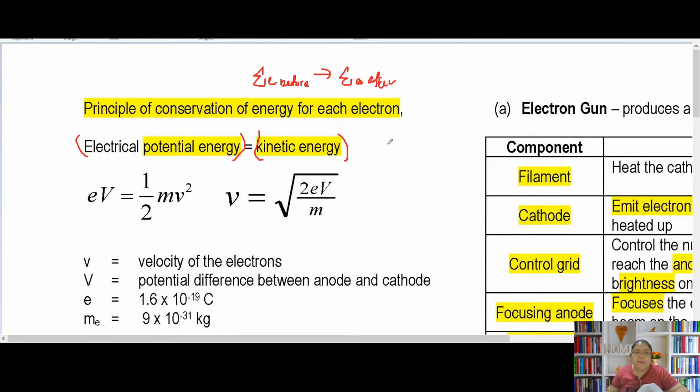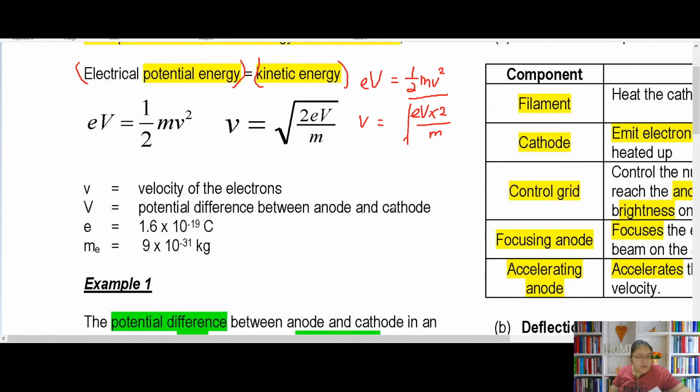So we can write the equation: eV, the potential energy of the electron, equals half mv squared. Both V are different: one is a capital, one is a smaller. So if the question wants to find the velocity, v must equal eV multiplied by 2, divided by m, then you take the square root. So this is the formula to find the velocity. Okay, let's try example 1.